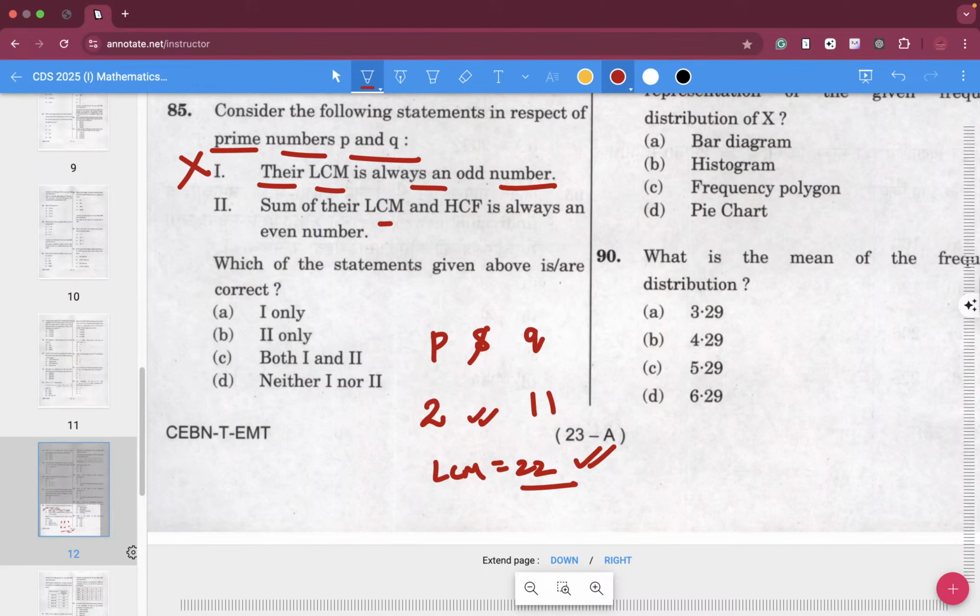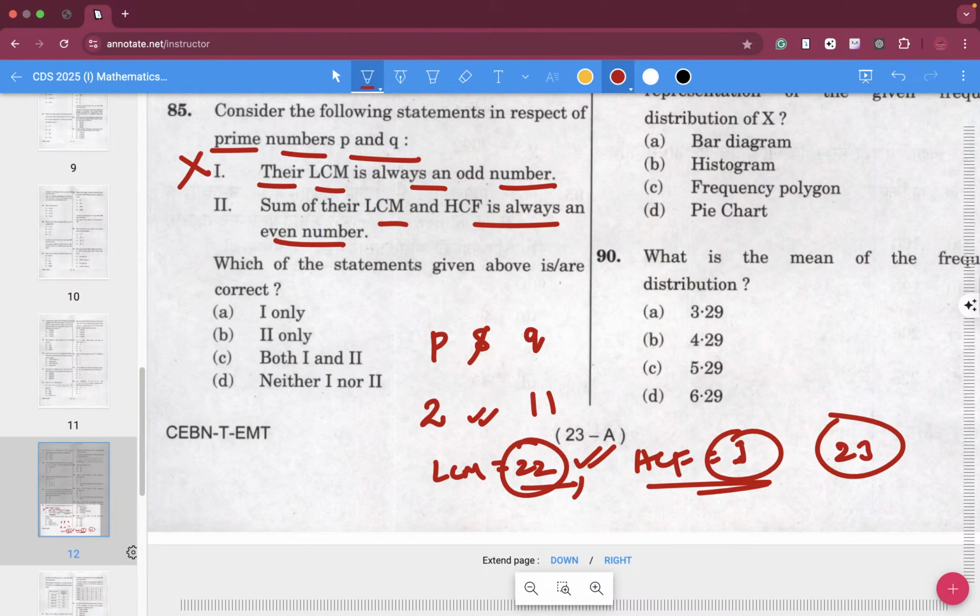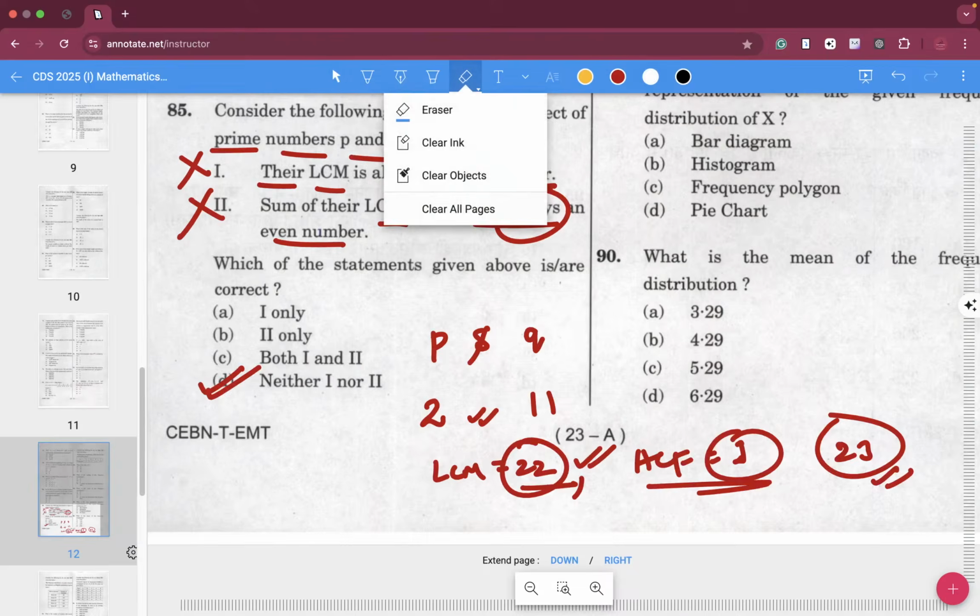The sum of their LCM and HCF is always an even number, right? LCM is 22. What is the HCF of 2 and 11? HCF over here is 1. So what is the sum of LCM and HCF? It is 23. They say the sum is always even, but in this case we are getting an odd number. They are saying always. So which one is correct? Neither 1 nor 2 is the correct answer over here, folks.